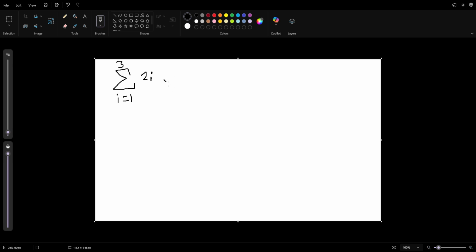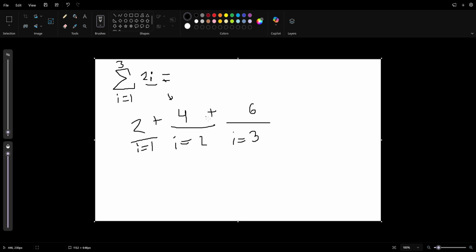But let's first do it the slow method. So coefficient 2 times i. When i equals 1, you multiply that by 2, and it's just going to be 2. When i equals 2, it's going to be 4, because 2 times 2 is 4. Lastly, i equals 3: 3 times 2, which is 6. Now, let's add all these values up. It is 12.